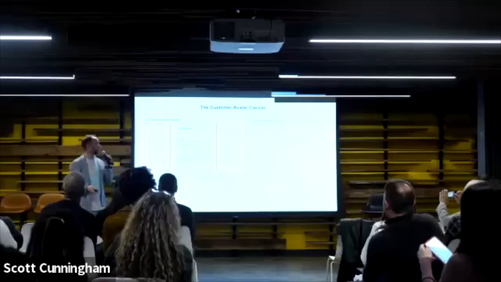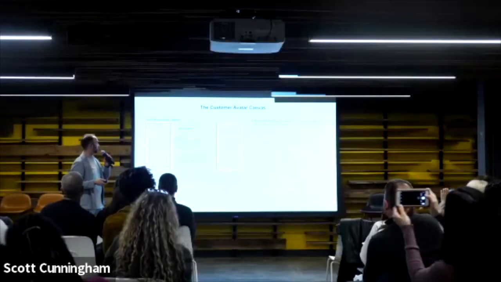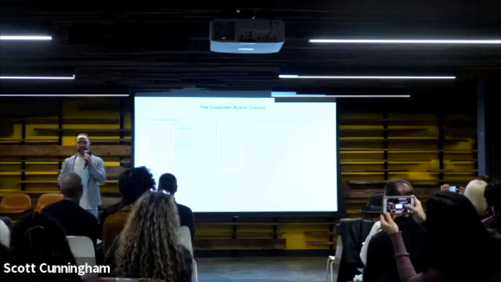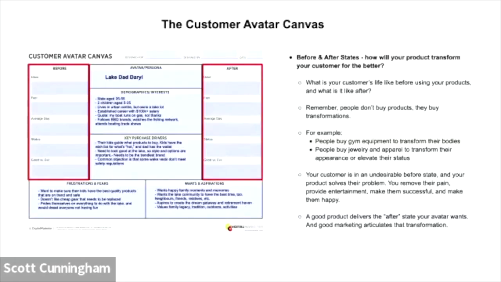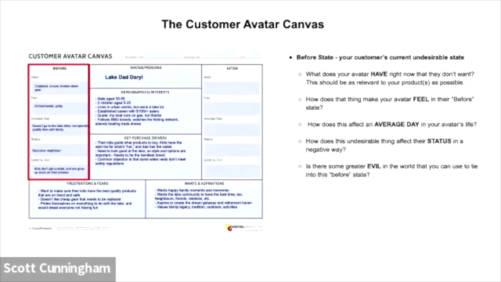And you want to be thinking about all of the things that are making their life miserable. And it starts with, what do they have? So what does our Lake Dad Daryl have? He has outdated, uncool, broken down gear, right? And how does that make him feel? It makes him feel embarrassed and guilty, right? And how does that feeling of embarrassment and guilt impact his average day? Well, now he doesn't go to the lake often, and he's not spending quality time with his family, right?